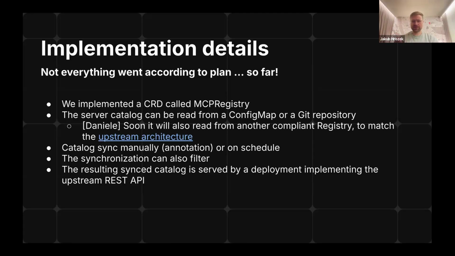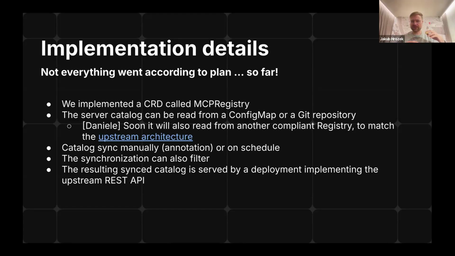And Daniela has planned that we would soon be able to cascade the registries or use OCI images. Because the catalogs might change, or new servers might be added, the image references might change, and so on, we want to sync the registries. This can either be done manually by adding annotations, or Daniela added this nice scheduled sync of the registries. And there is also the possibility to filter the contents of the catalog.